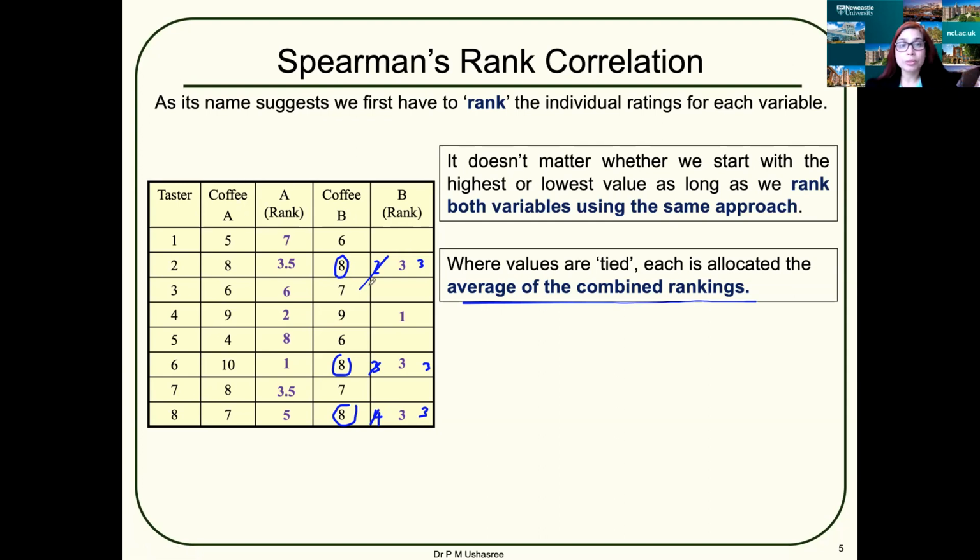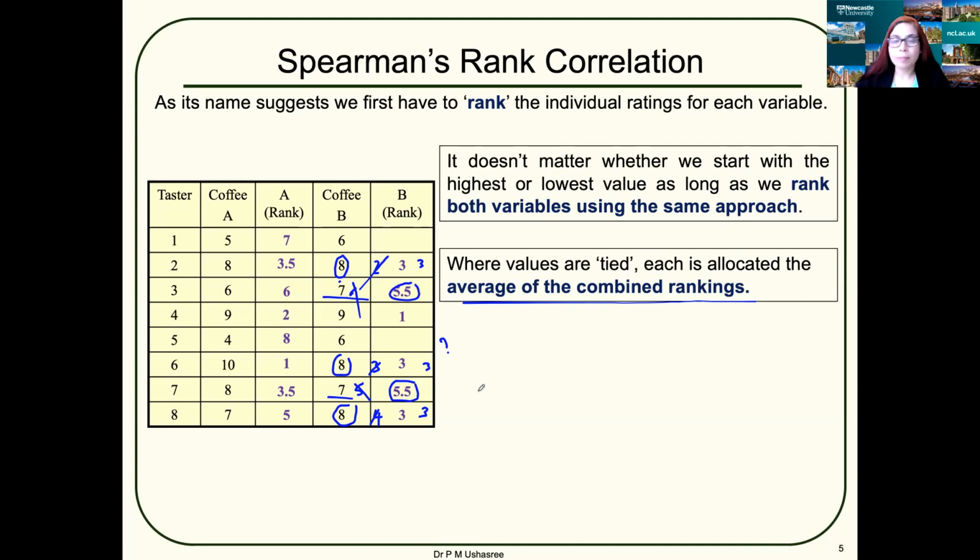Next, what do you do? What's the next highest value? Good, that's right. So what will you give? 5.5. Why? Because 2, 3, 4 have been taken by these values. The next highest value is 7. And look at that, you have 2 7s. So the next ranks taken are 5 and 6. So the average of 5 and 6 is 5.5. So they get 5.5. The rank is 5.5. So they share the rank. They share the same position.